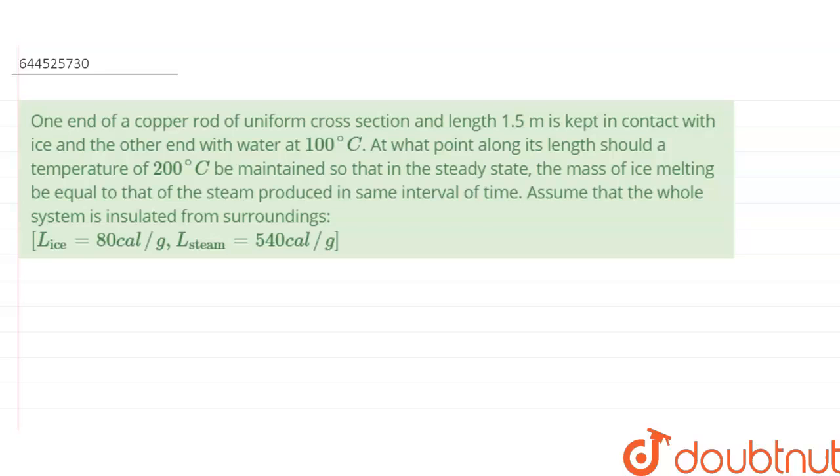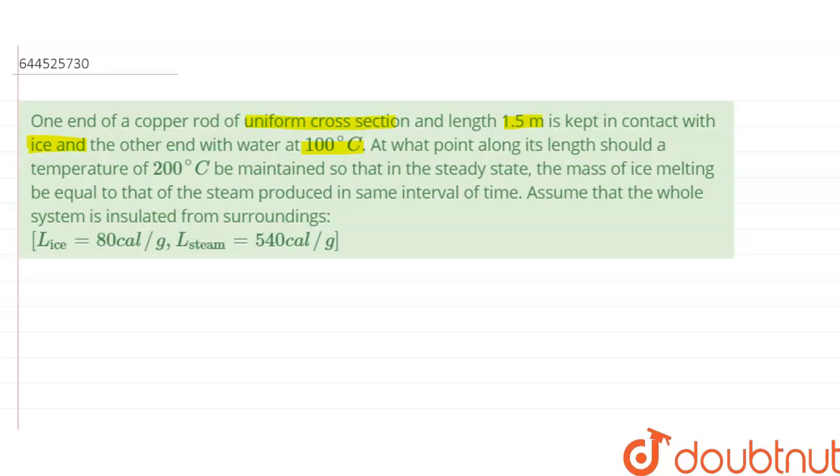Hello everyone. So the question is, one end of a copper rod of uniform cross section and length 1.5 meter is kept in contact with ice. That means at one side the temperature is 0 degree centigrade because the temperature of ice is 0 degree centigrade, and the other end with water at 100 degree centigrade.